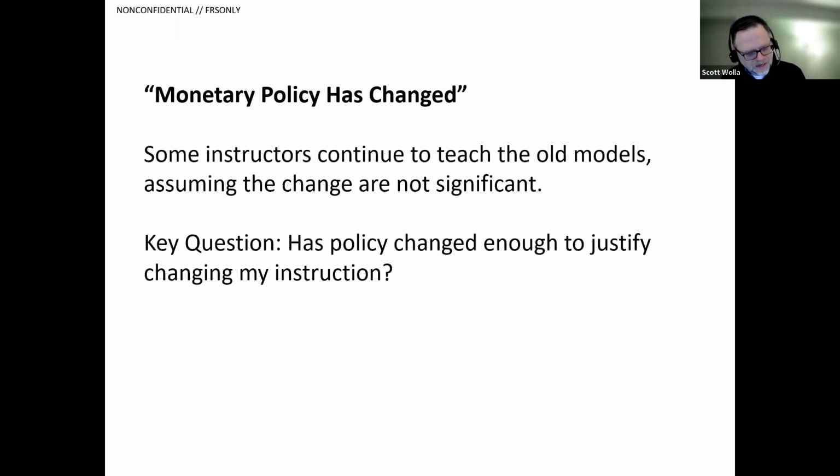My co-author, Jane Eyrig, and I have been on this project for about 3 years, and we set about a mission to make sure that people knew that the changes had happened and they were supported as they made the changes. A lot of people have made that change, but there's a lot of variation in the excitement as to whether or how much people are willing to change. So we're going to talk today about, has policy changed enough to justify changing instruction?